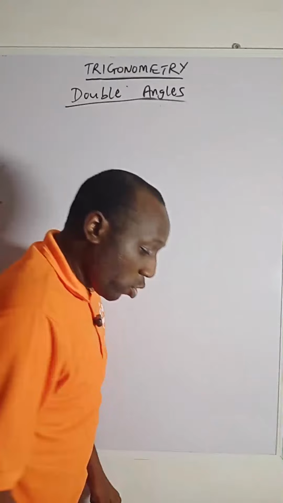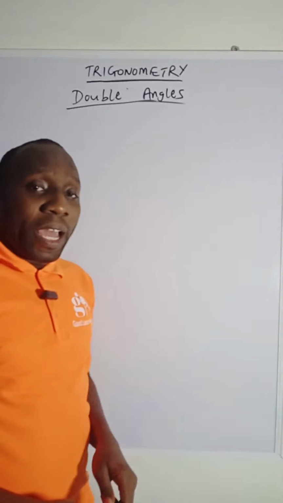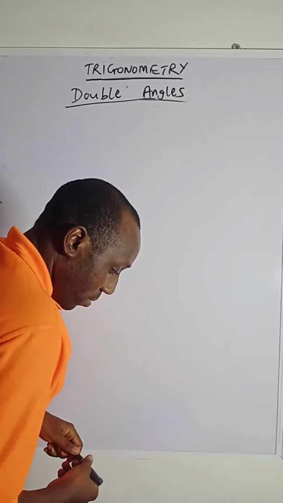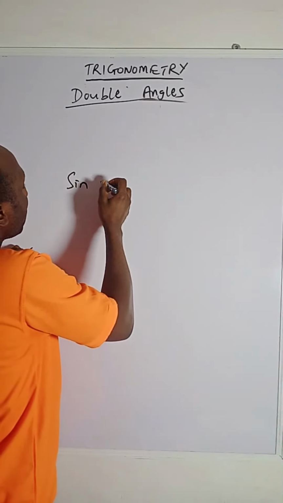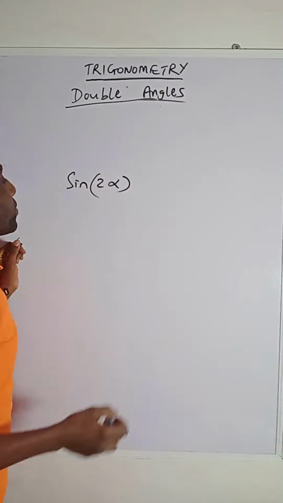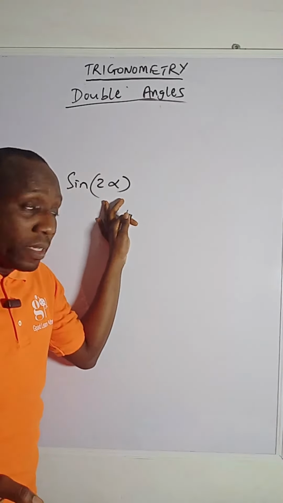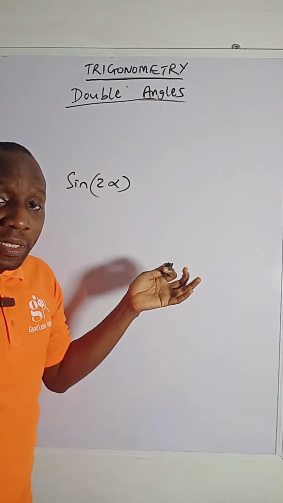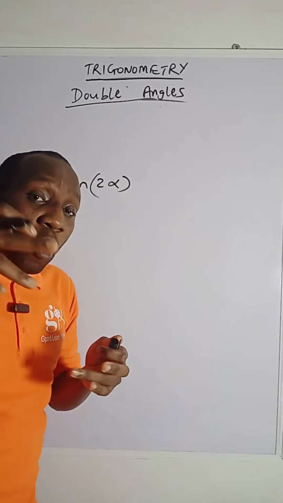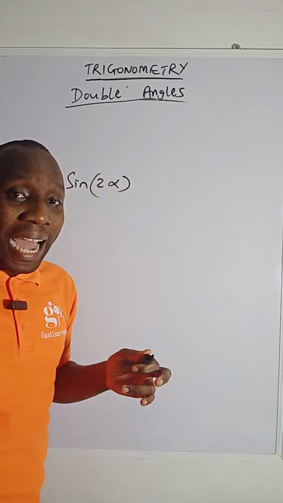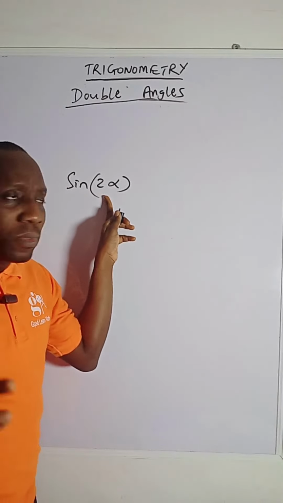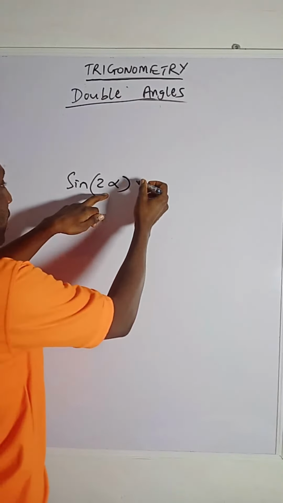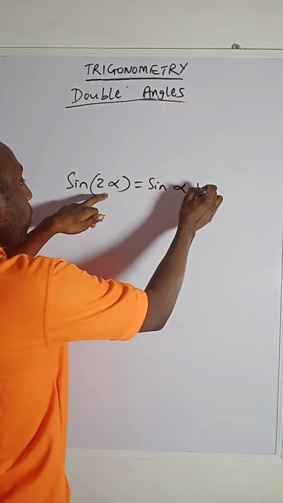So when we say double angles, you might have something like this. You might have sine 2 alpha. This is double angles, okay? How would you do this? You are still going to bring the concept of compound angles here. You might be wondering, how is that done? See, sine 2 alpha is equal to sine of alpha plus alpha.